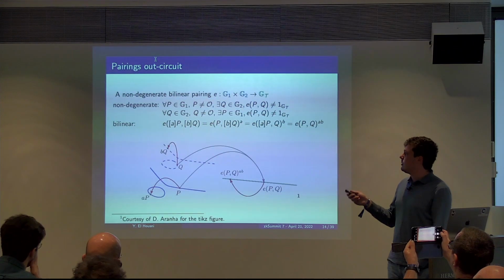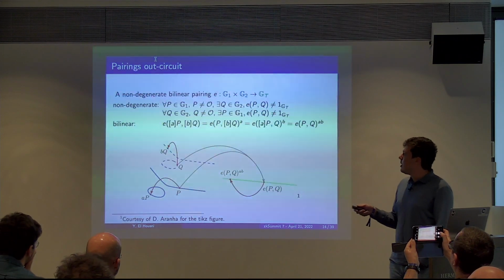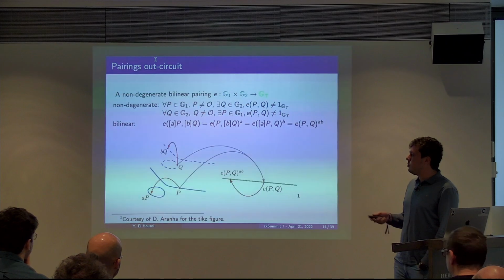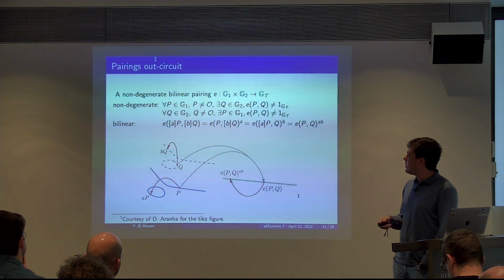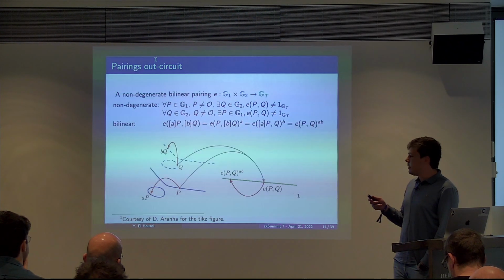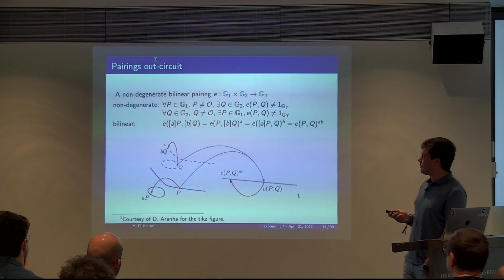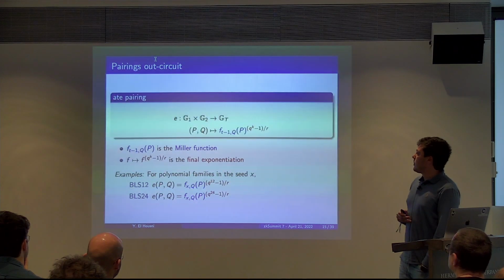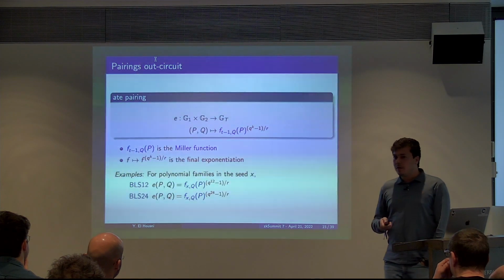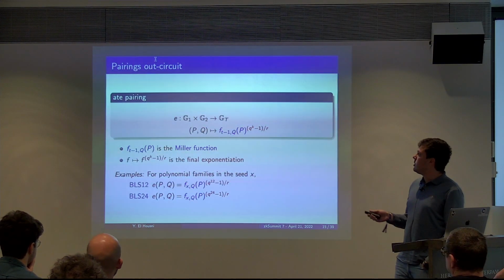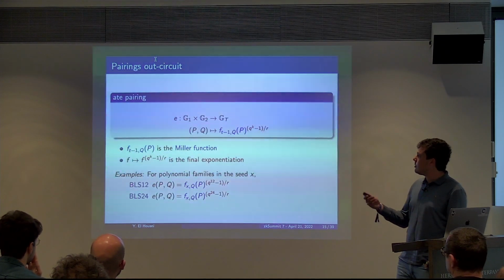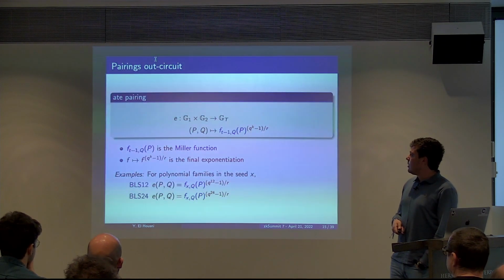Bilinearity means if you pair A times P and B times Q, with P and Q points on the curves and A, B scalars, then the output will be the pairing of P and Q to the power of the scalars, A times B. So there are many variants of pairings. Here I'm just mentioning the most efficient one, the ate pairing or the optimal ate pairing.